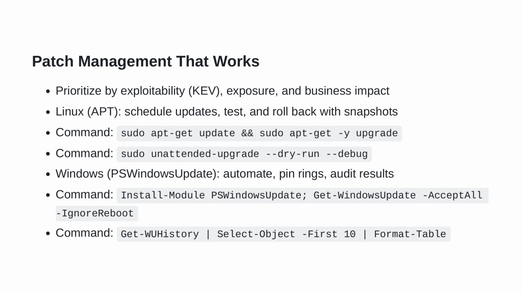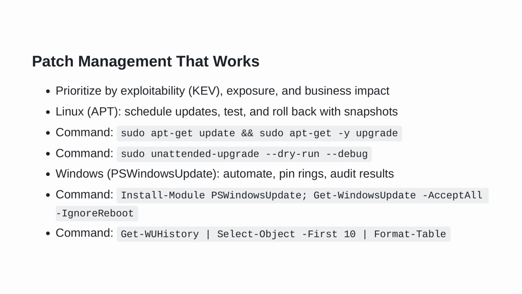Triage vulnerabilities by exploitability using sources like the CISA KEV catalog, then factor in exposure: internet-facing, privilege level, lateral movement risk, and business impact: critical services and data. That drives which systems get patched first and how quickly.